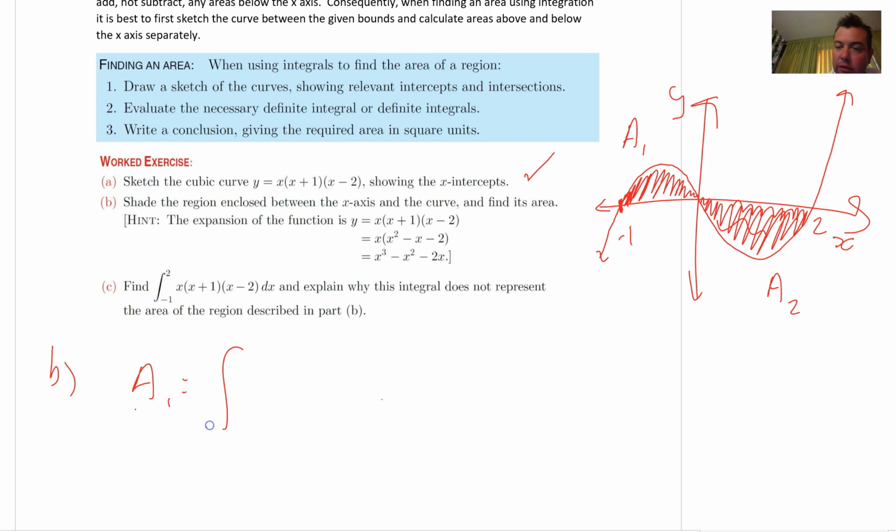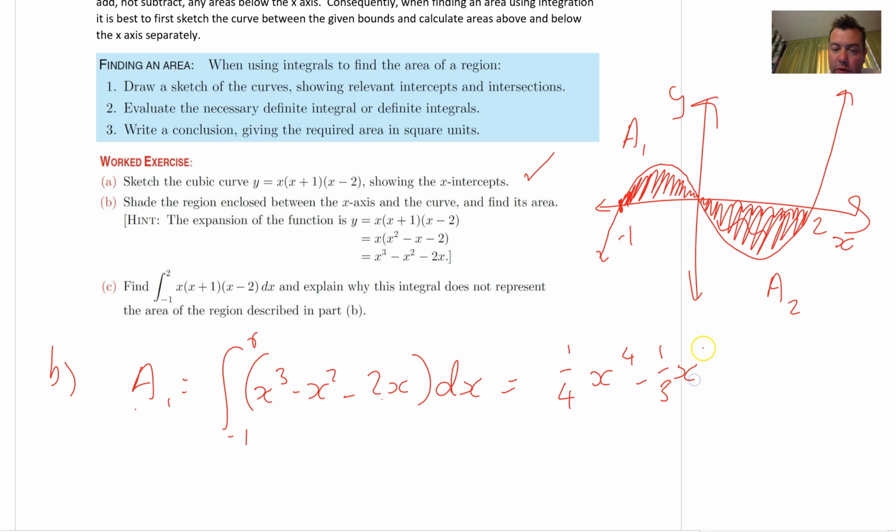Area 1 is the integral from -1 to 0 of, we've got the expansion here, x cubed minus x squared minus 2x dx, which equals 1/4 of x to the 4 minus 1/3 of x cubed minus x squared between -1 and 0. Don't make the mistake of starting at -1 and then subtracting the 0 case. That would be wrong. We take the furthest right first.